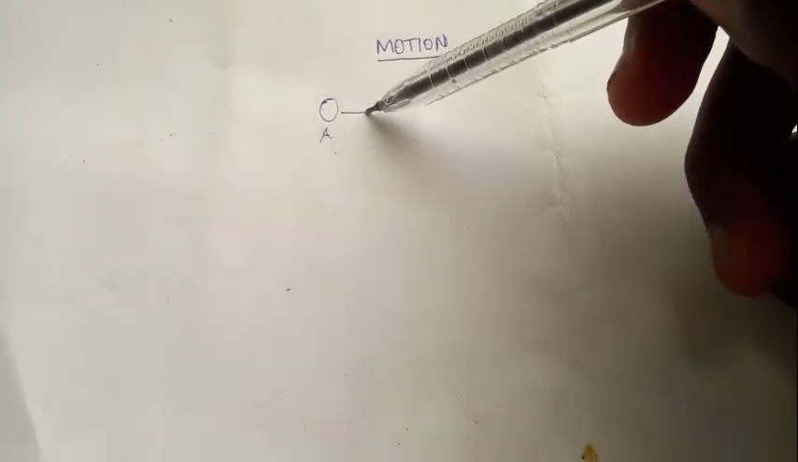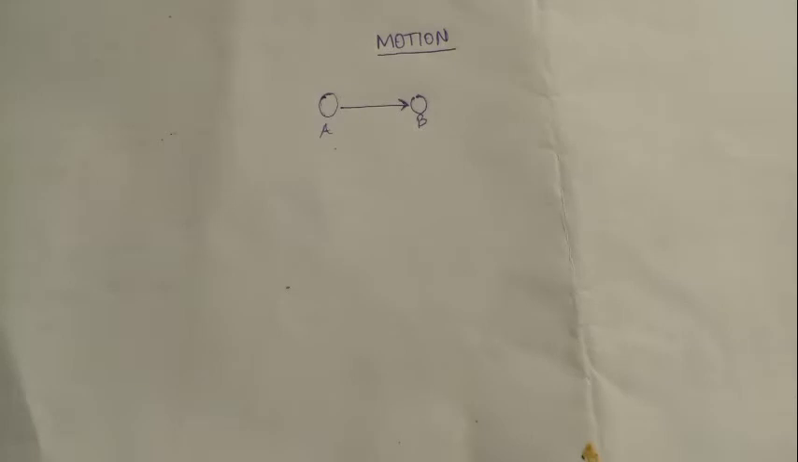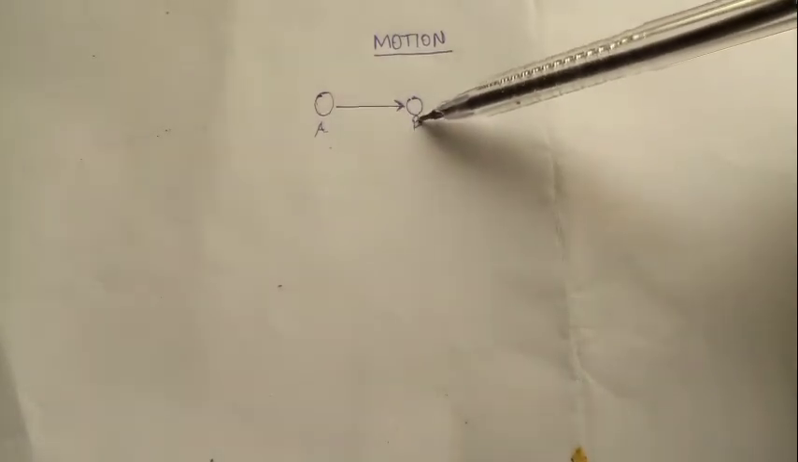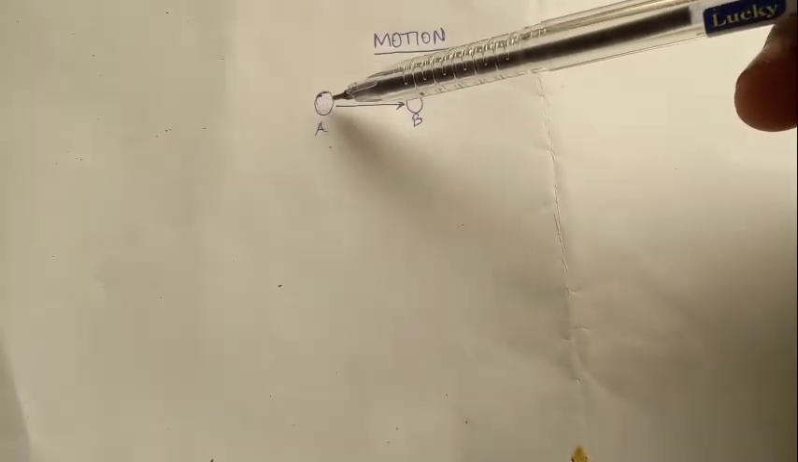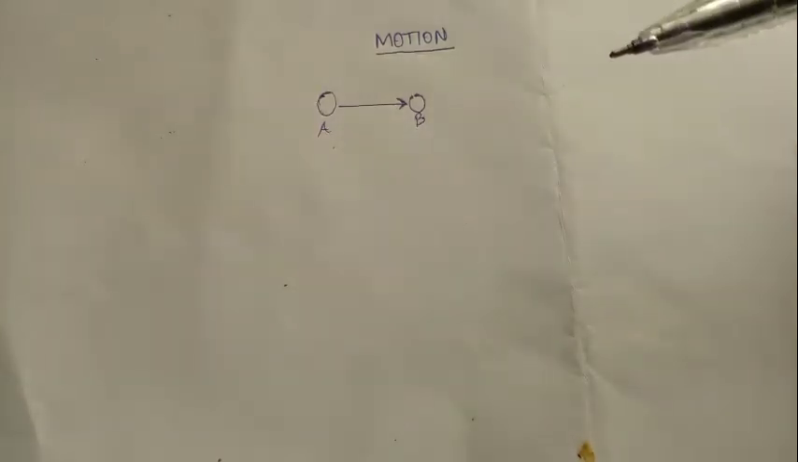When a body at point A changes position and moves to another point, point B, no matter how the position was changed, it is called motion. No matter the pattern, in as much as it changed its position from point A and moved to a new point called point B, this particle has just undergone what we call motion. So motion is the change in position of a body.